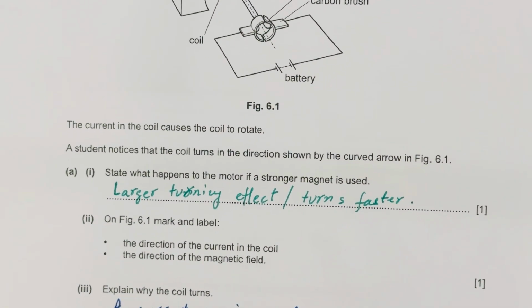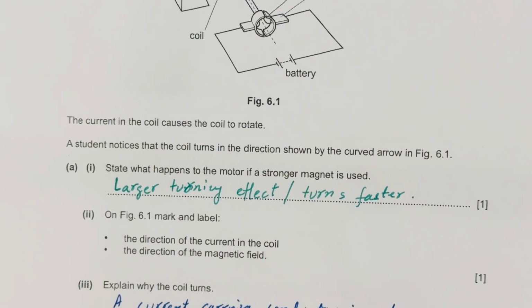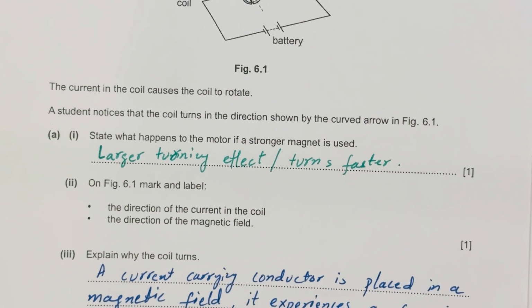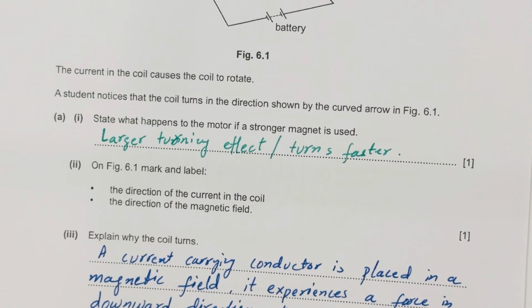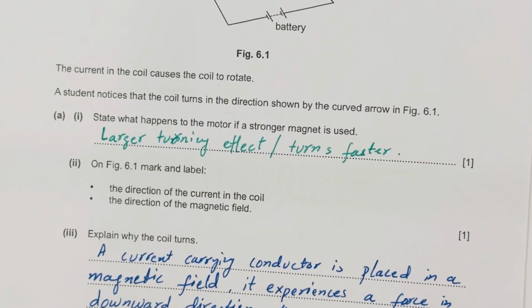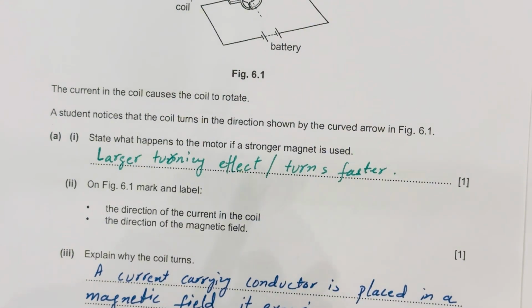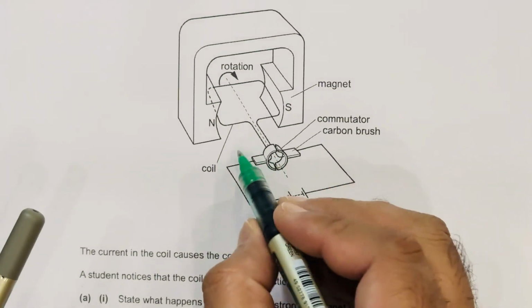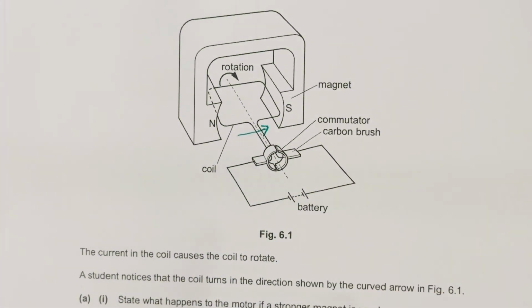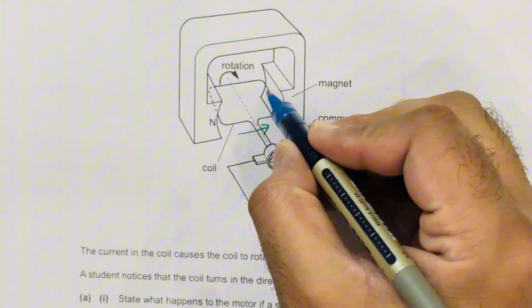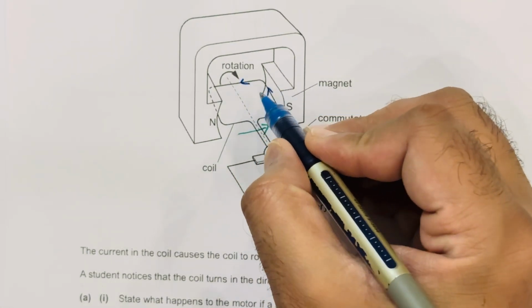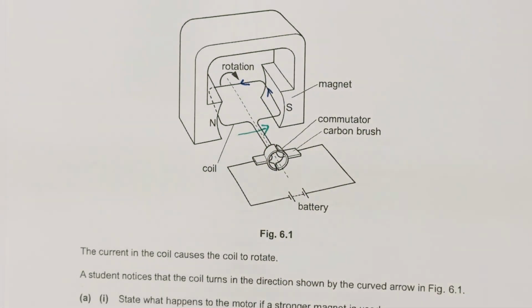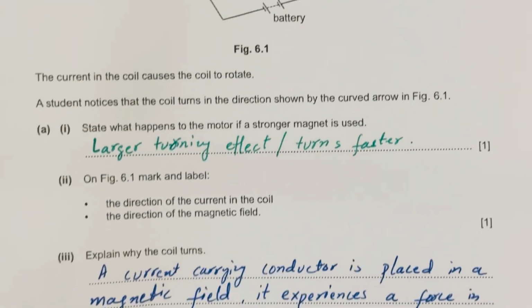If a stronger magnet is used, a larger turning effect will be produced, and it will turn faster. On figure 6.1, mark and label the direction of the current in the coil and the direction of the magnetic field. So you can write that the direction of the magnetic field would be from north to south. You can see now from north to south, it is the direction of the magnetic field, and for the direction of the current, you can draw anti-clockwise, and these arrows would be showing the circuit.